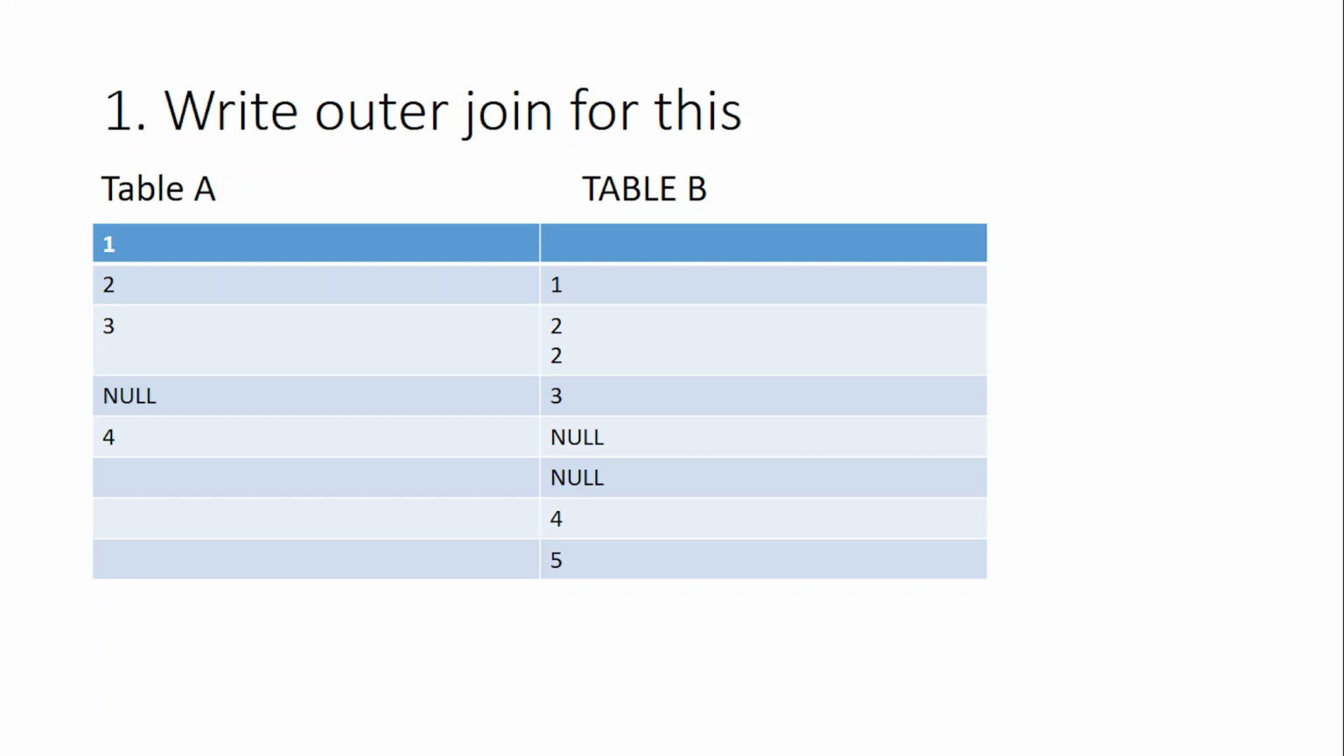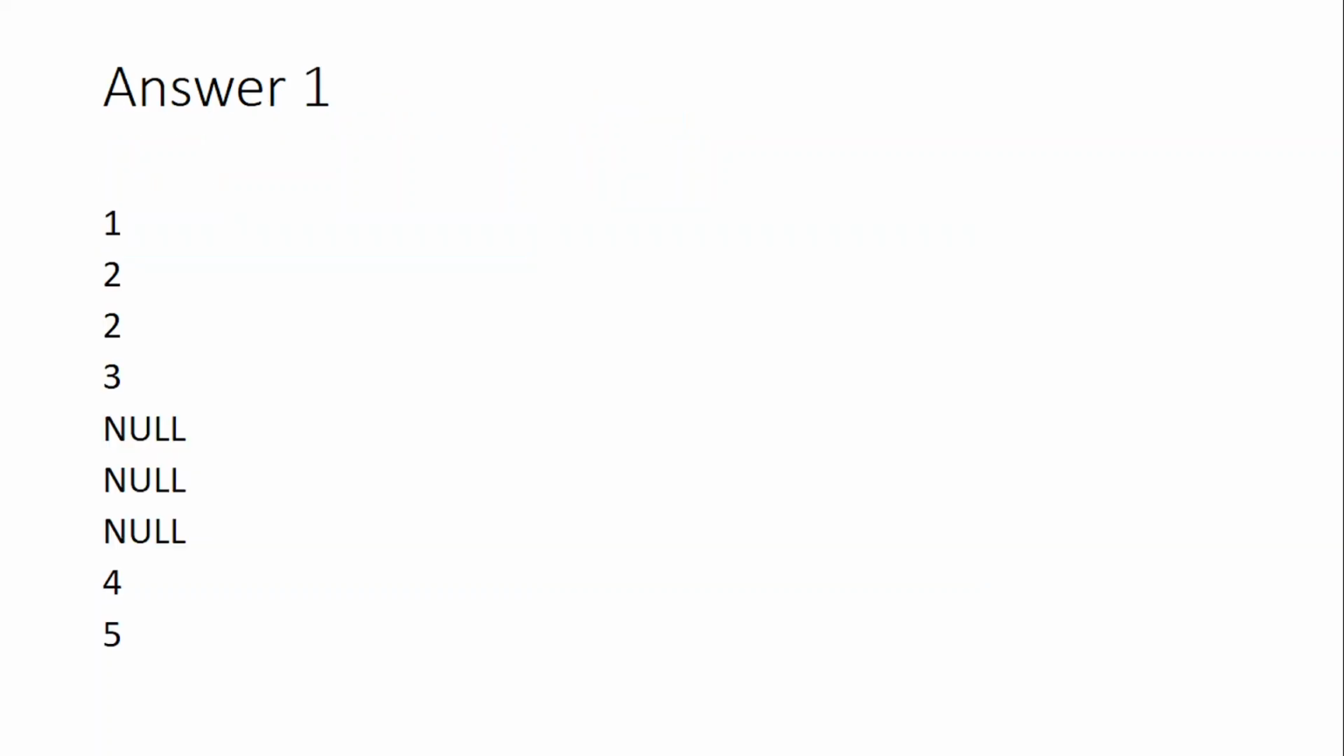So for the outer join, first we write down the common elements: 1 matches to 1, then 2 to both the 2s of table B, and then 4 to 4. The remaining elements, like 3, the nulls, and 4 and 5, will all come along with it. So this will be the answer of the outer join.